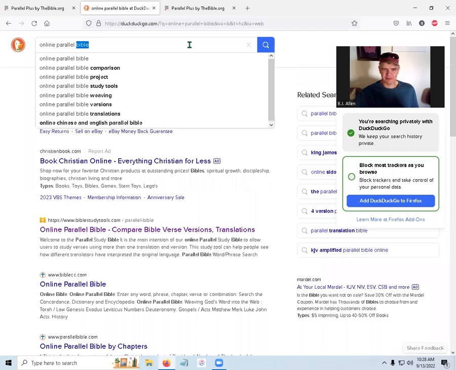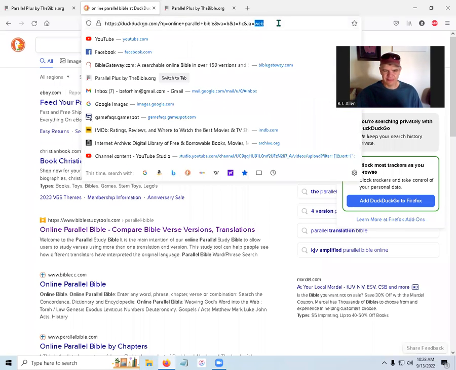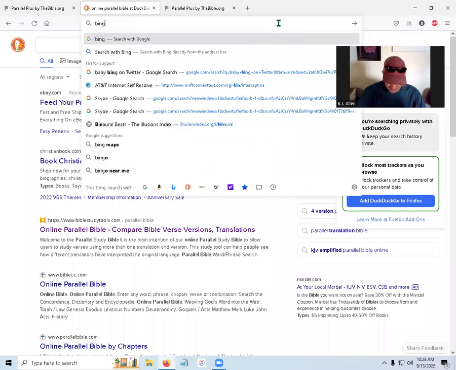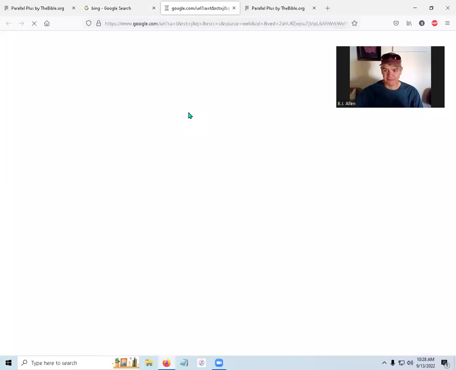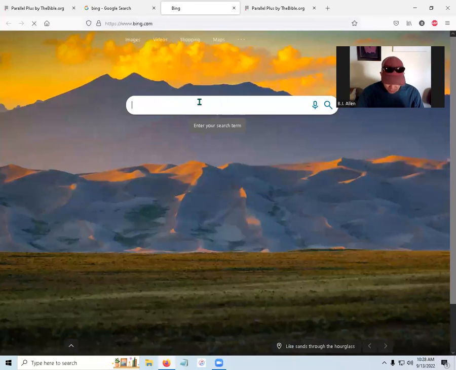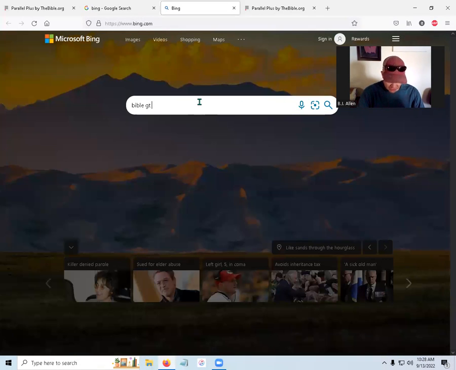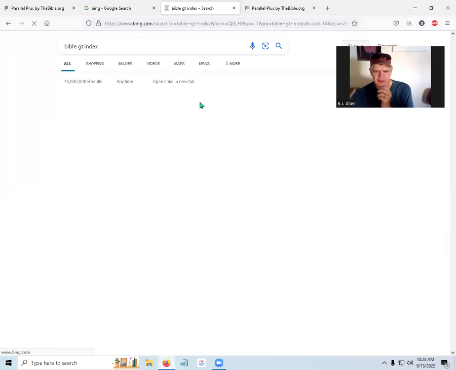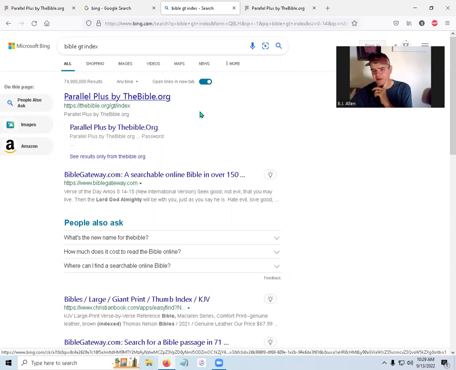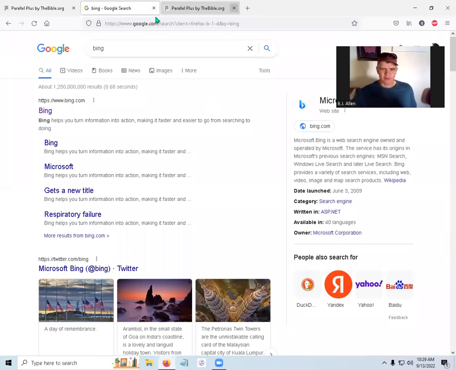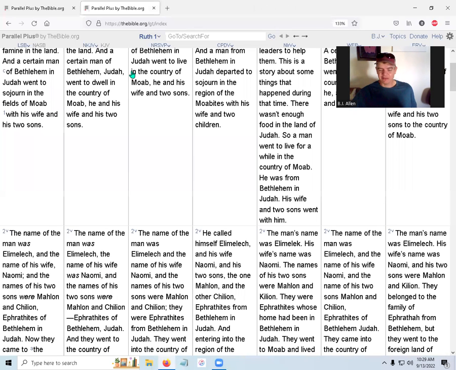What other search engine do people use? Bing, you know. Okay, so it's going to search Google to get me to Bing. What if I type in Bible GT index? What happens? The Bible.org/GT/index, right there. Parallel plus by the Bible.org. Pretty cool, huh? All right, guys. I don't know what GT/index means.